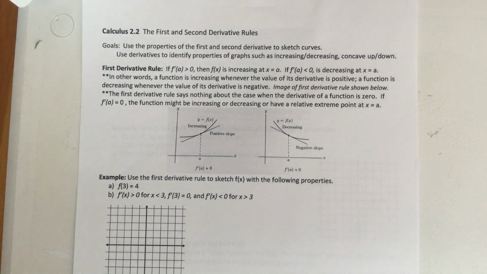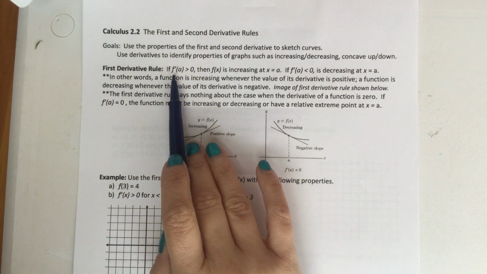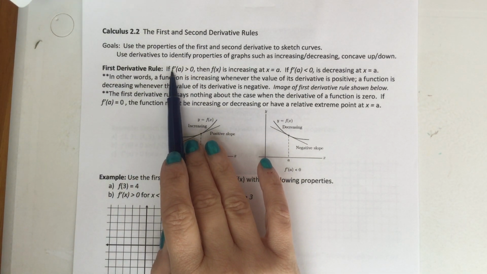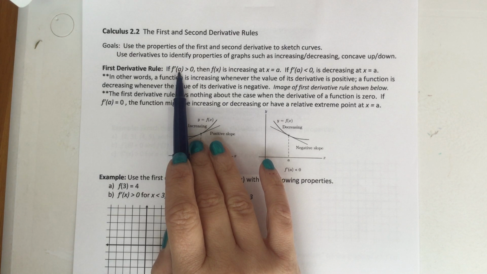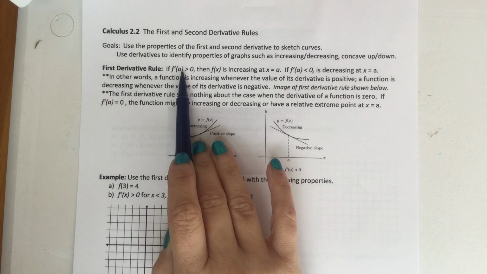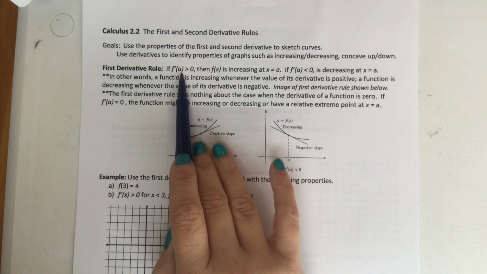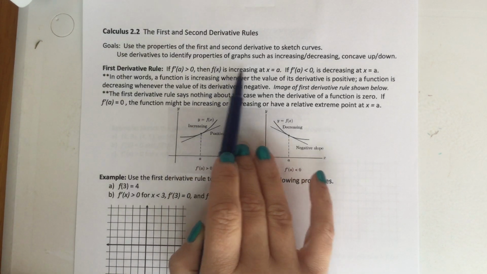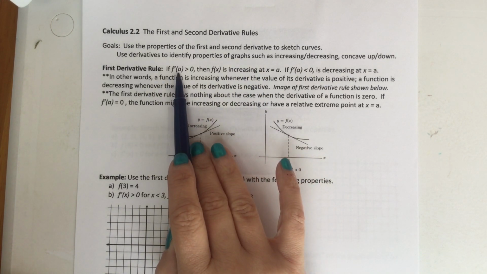Today in calculus, we are going to look at section 2.2, which is all about the first and the second derivative rules. Now, the first derivative rule says that if you plug any value into the first derivative and you end up with a value greater than 0, meaning it's positive, then you can say that the function is increasing at that point.